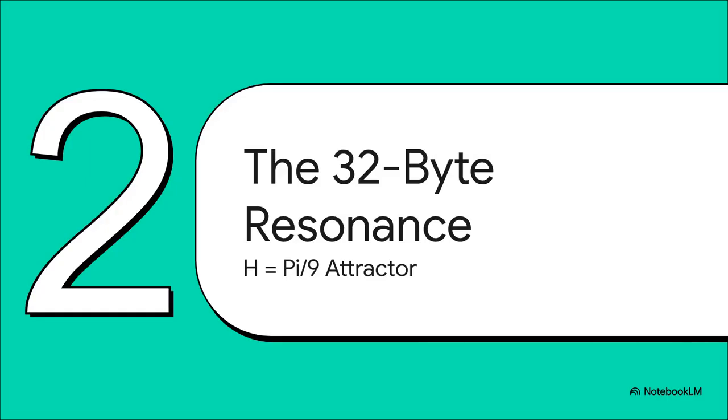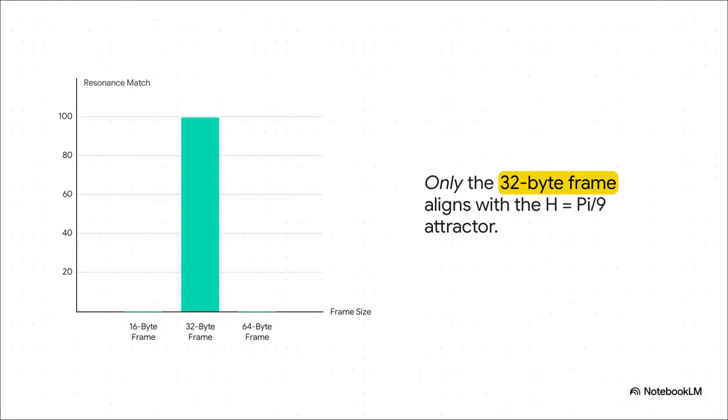Moving right along to Section 2, the 32-byte resonance and the pi over 9 attractor. So you might be wondering, why were we folding exactly 32 bytes earlier? Well, because when researchers analyze the mathematical constant E across different frame sizes, something magical actually happens. Its ambiguity normalizes perfectly to an equilibrium fold pressure attractor known as H, which equals pi over 9. If you test 16 bytes, or 64 bytes, or 128 bytes, the geometry just doesn't align. It is exclusively within the 32-byte frame that the structure of the constant E hits this perfect, undeniable geometric resonance.